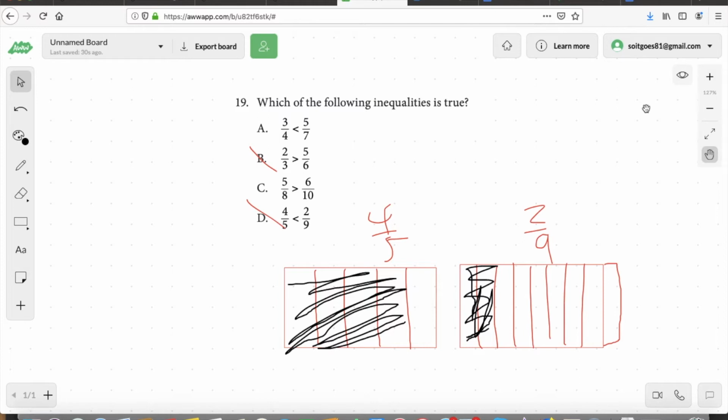And what's 4 times 7? 28. 4 times 7 is 28. So let's make 28 the common denominator. It'll work. It'll always work. It may not be the lowest common denominator, but it'll be a common denominator, and that's good enough for us. Does that make sense? Yes. So let's make 28 the denominator.